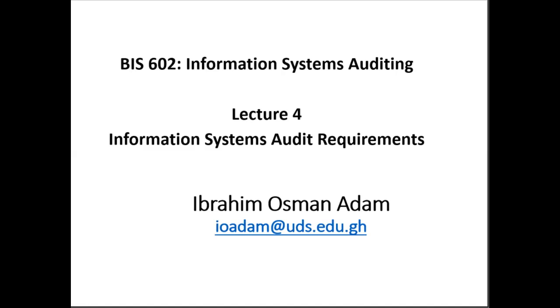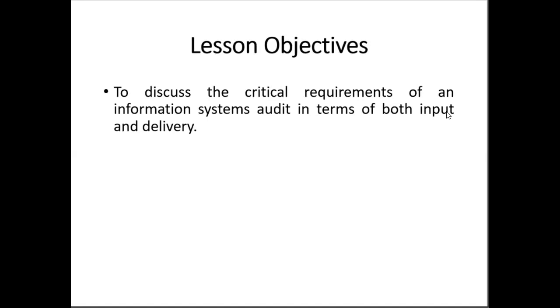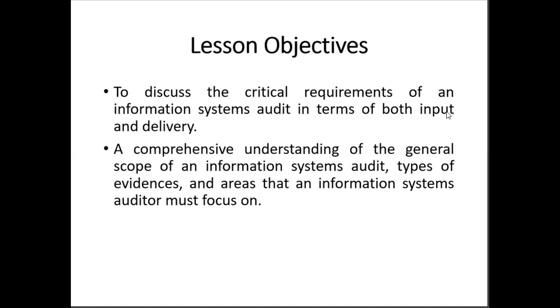And to do that, we'll be very much interested in trying to discuss the critical requirements of an information systems audit in terms of both input and delivery. And then we'll also try to have an extensive understanding of the scope of an information systems audit, the types of evidence that an information system auditor may consider, and the areas that an information system auditor should likely focus on. So to do that, we'll try to understand what we mean by risk analysis, and then we'll look at issues about audit evidence and the audit trail.